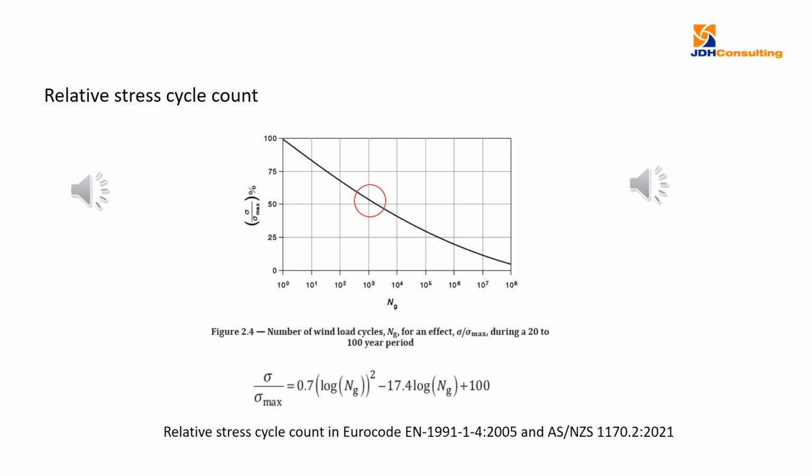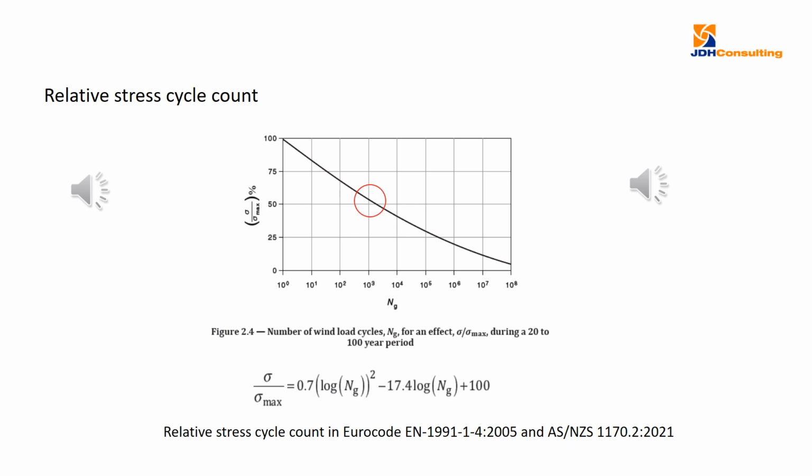Now, this is a very useful plot on this slide here. It shows the number of cycles to be expected for a given stress range, where the stress range is plotted as a percentage of the maximum stress in a structural lifetime. In other words, the one cycle stress on the ordinate of the graph there. So you'll see that we expect 50% of the maximum stress producing 1,000 cycles. They're ringed on the graph there.